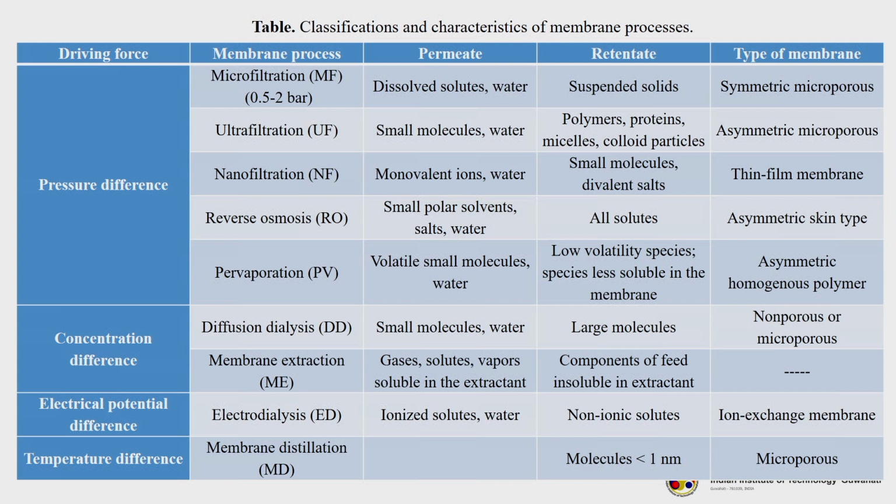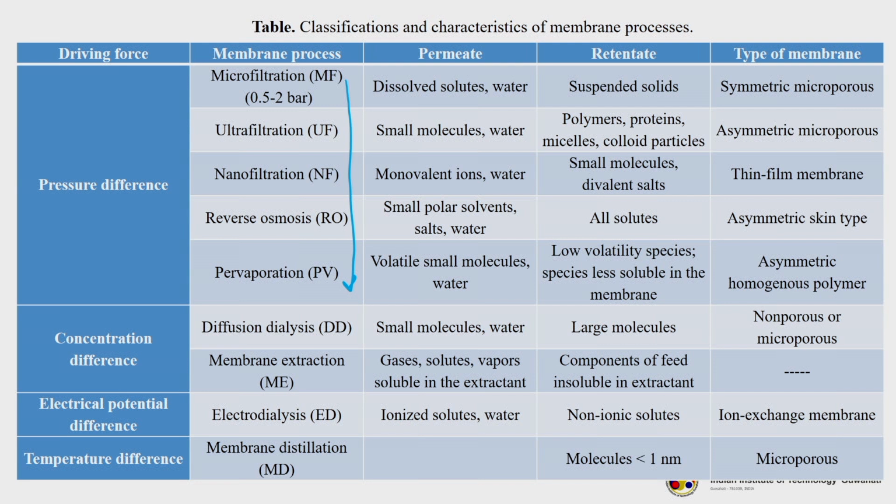So, again I am just trying to group everything in a single slide, which tells us about the classification and characteristics of membrane processes. The first column is based on the driving forces. We can have either pressure difference as the driving force, or concentration difference, electrical potential difference, or temperature. Under pressure difference we have microfiltration, ultrafiltration, nanofiltration, reverse osmosis, and pervaporation. As you go from microfiltration to RO and PV, the pore size decreases. However, the pressure that is required for separation increases.